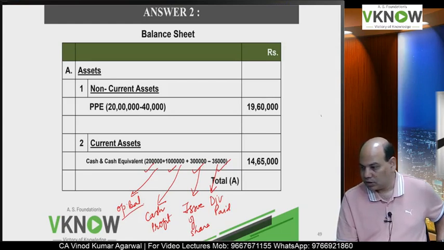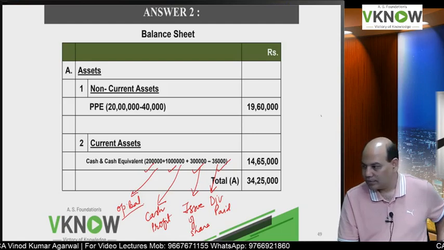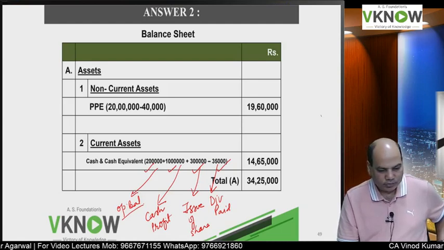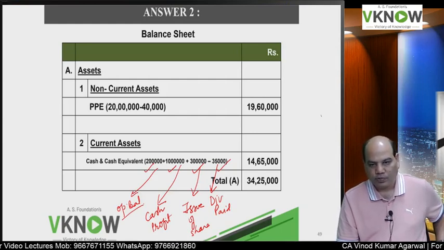Total of asset side. Is it tallying now? Yes. Is it tallying? 34,25,000.